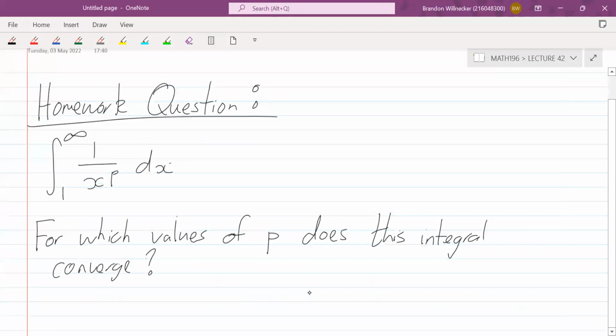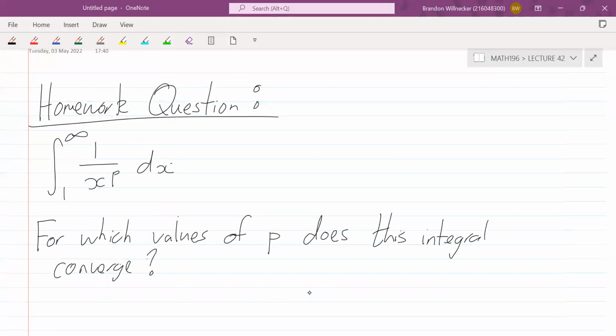So we already know when p is equal to 2, this converges. We showed that already. When p is equal to 1, we showed that it diverges. So depending on the value of p, this could either converge or diverge. We know that. So what I want to know now is what are the possible ranges of p that give us a convergent value? Okay, so that's the homework for today.